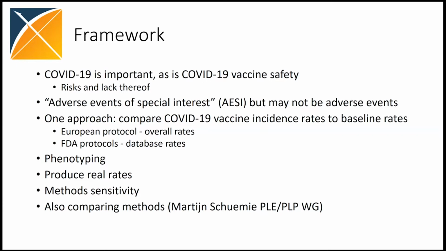Also, being OHDSI, we want to understand the sensitivity of those estimates to the methods we use to estimate them. So I'll be talking about that. What I won't be talking about is some parallel efforts comparing different methods, led by Martijn Schuemie as part of the PLE-PLP work group. I mentioned one way to do it is to look at current rates and compare them to historical rates. Another way is to do a self-controlled case series. Another way is to compare cohorts with causal inference methods. And as part of OHDSI, we'll be comparing those things, so join PLP to work on that.